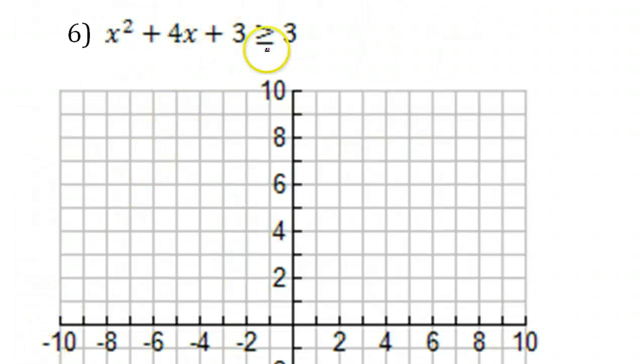Alright, how about number 6? Got to subtract that 3 from both sides. Okay, so that's going to give us x squared plus 4x. These cancel out, so I'm just going to go ahead and say greater than or equal to 0. Let's see what this looks like on the table of values.